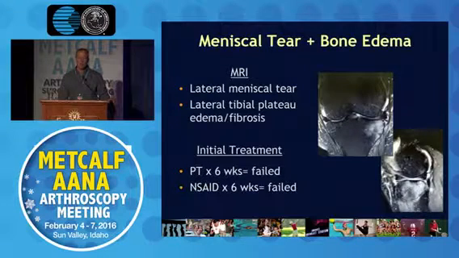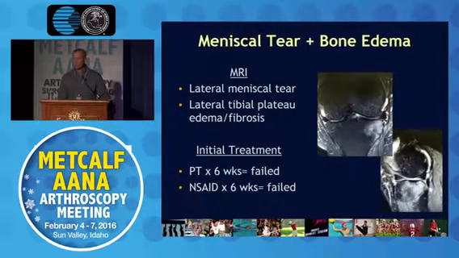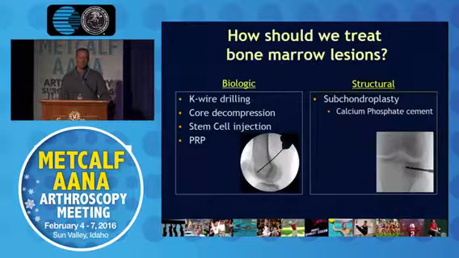Looking at this MRI, we see two things: the obvious degenerative tear of the meniscus, a little bit of arthritis, and a large amount of lateral tibial plateau edema or fibrosis, depending on which type of injury this is. Again, failure of physical therapy and NSAIDs, which most people would do in an osteoarthritic patient population. So now what do we do when this patient's not getting better?